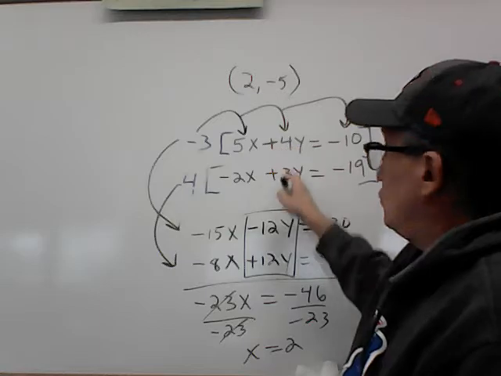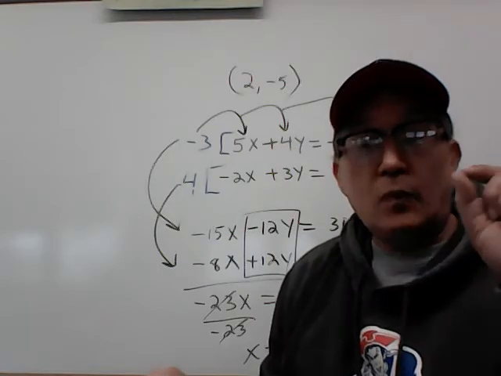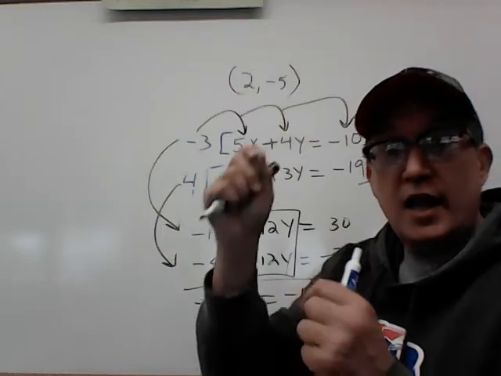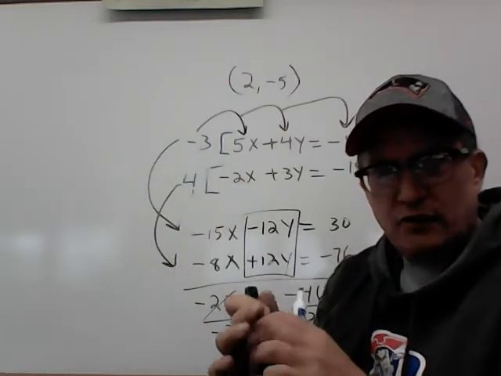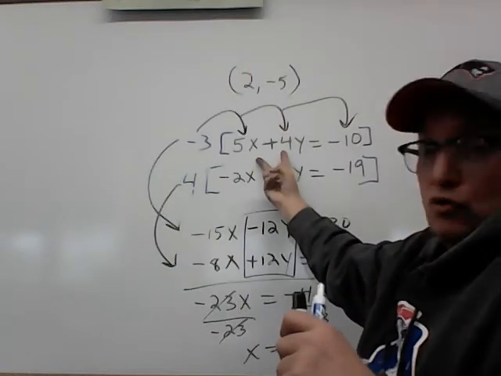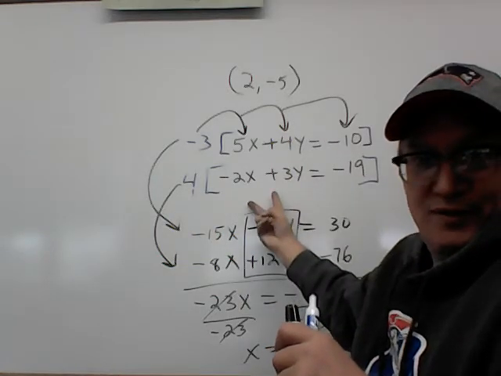When you graph these two lines, they will intersect at the point 2 comma negative 5, and x equals 2 and y equals negative 5 is the only combination of x and y that will make a true statement in both equations.